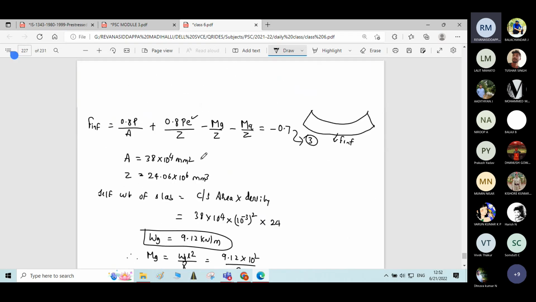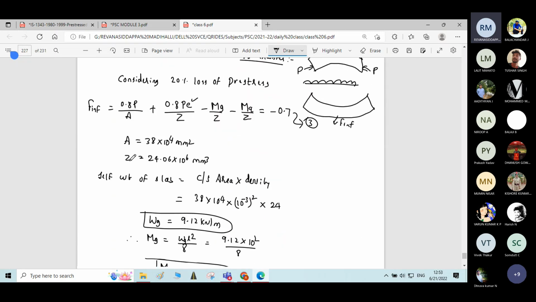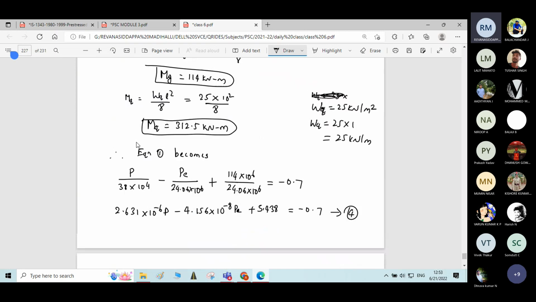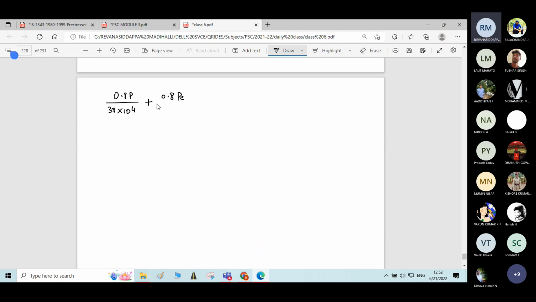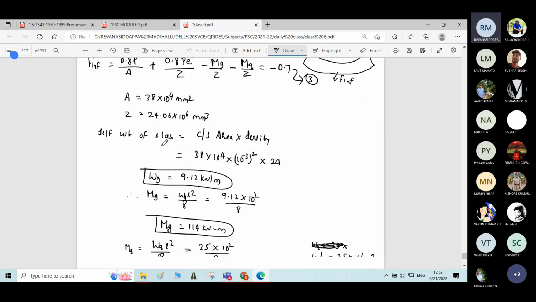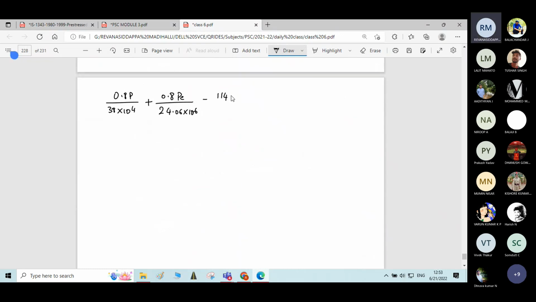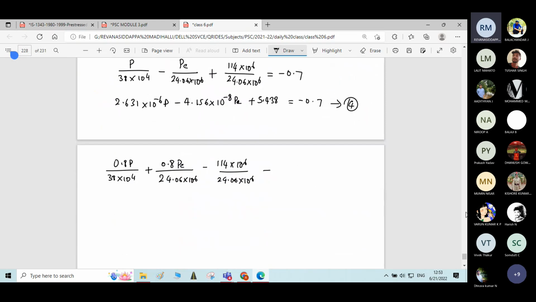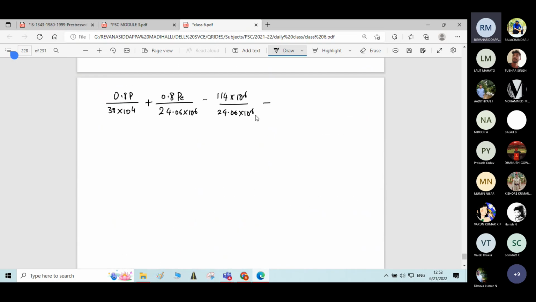Similarly, substitute the values in equation number 3. F inferior: 0.8 P by A, where A is 38 into 10 power 4, plus 0.8 P by Z, where Z is 24.06 into 10 power 6, then Mg by Z is there, minus 114 into 10 power 6 divided by 24.06 into 10 power 6, minus Mq by Z. What is the value of Mq? 312.5 into 10 power 6 divided by 24.06 into 10 power 6, is equal to minus 0.7.